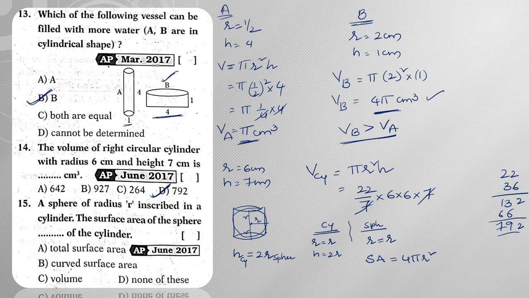In the same way, coming to the surface area of the cylinder, the curved surface area of a cylinder is given by 2 pi r h. Now substituting the values, 2 pi into r, and h is 2r. On simplification, 2 2s are 4, pi r square. Here the CSA of the cylinder is equal to the surface area of the sphere. So the surface area of the sphere is equal to the curved surface area of the cylinder, right? Likewise we can apply this condition.